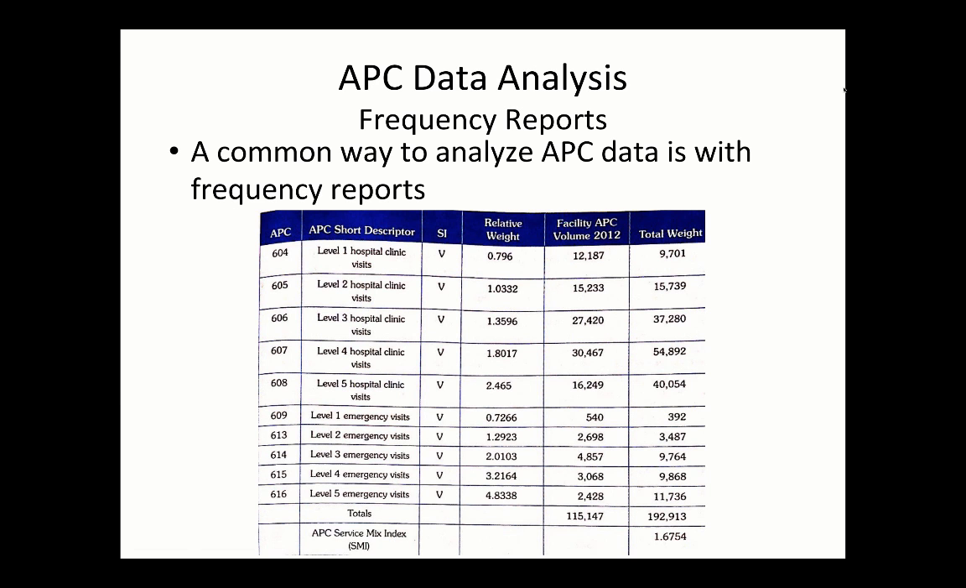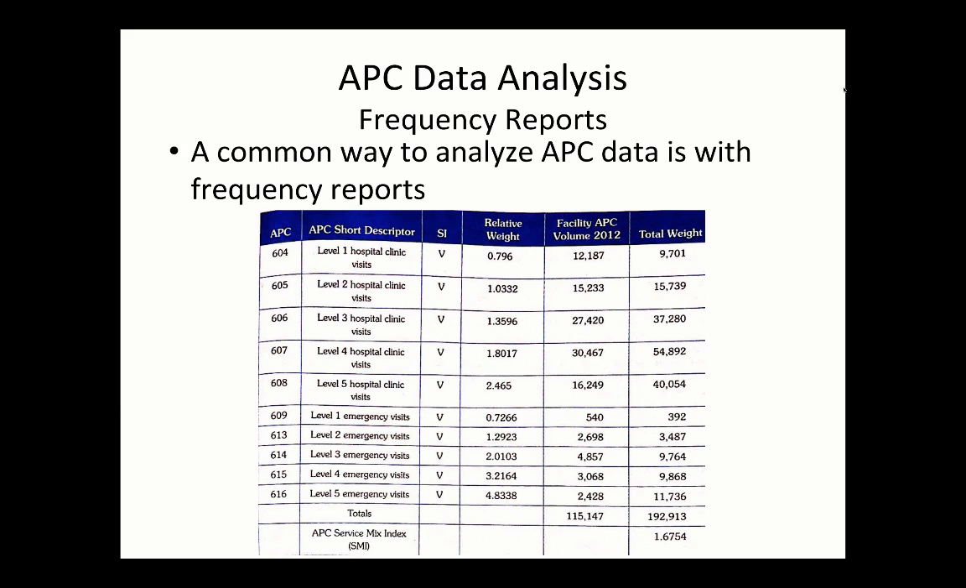APC data is often analyzed based on the frequency that a code occurs. The table on the slide depicts one of these frequency reports. As you can see, the first column contains the specific APC code, and the second column has a short description. You can ignore the SI column. In addition, the relative weights assigned to each APC and the payment rate is provided. In the example shown on the slide, the volume of visits is shown next for a specific hospital.